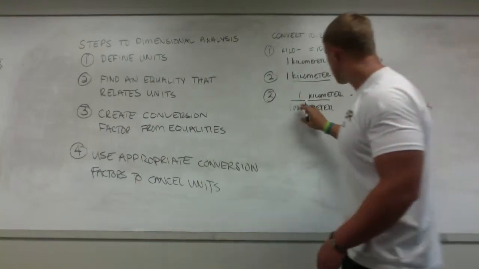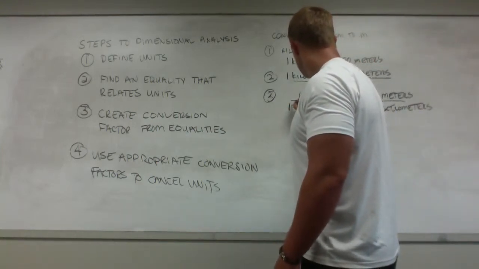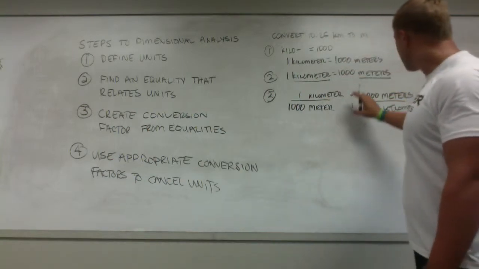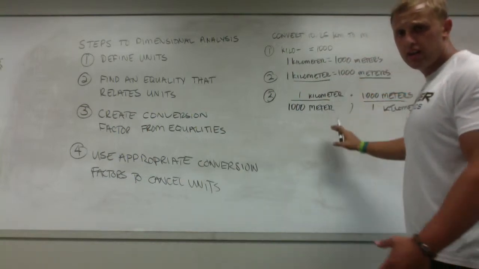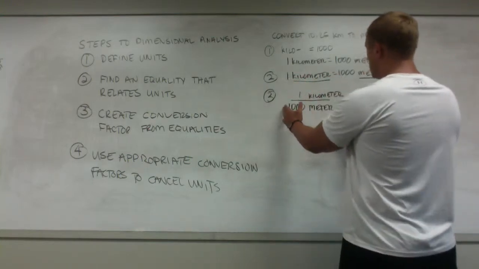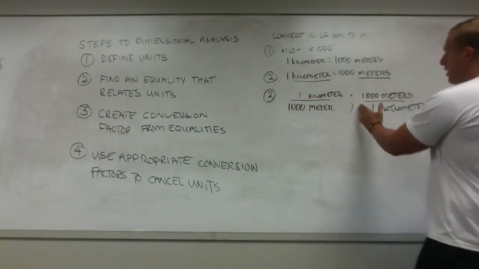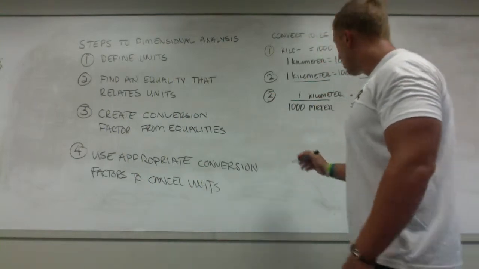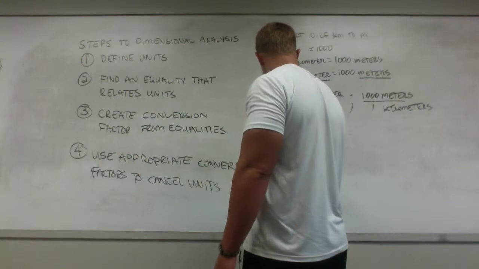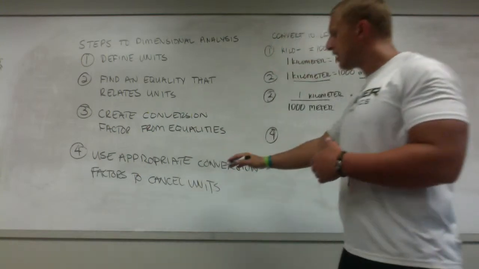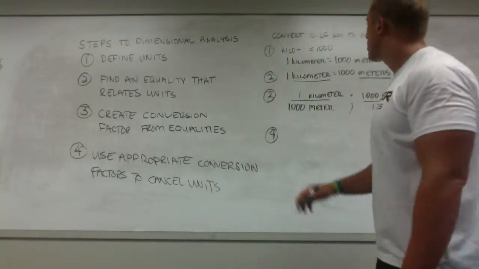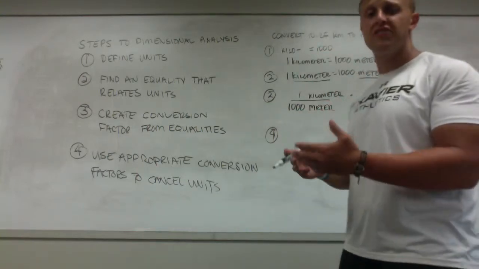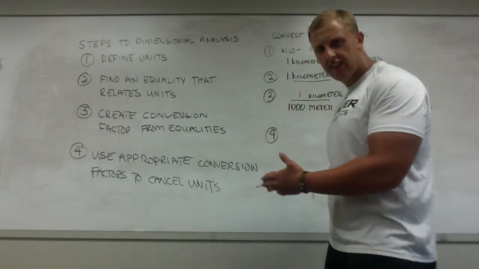I'll erase that and write it better so that you guys can see it. Those conversion factors are built directly from our equality, okay? So here's our equality, here's our conversion factor. Here's our equality, here's our conversion factor. We build them directly from each other. Now, step 4, we use the appropriate conversion factors to cancel our units. So our given unit is kilometers. So we need to find a conversion factor that will cancel kilometers and give us meters.